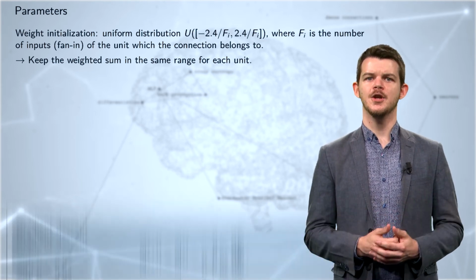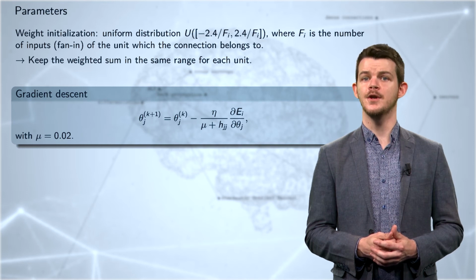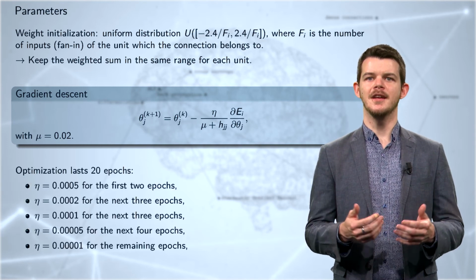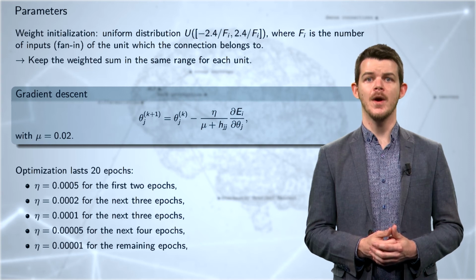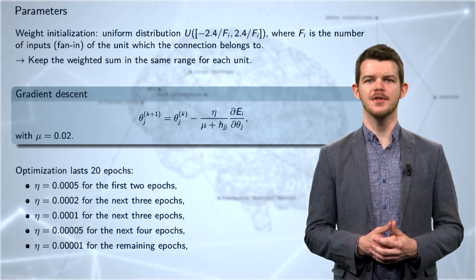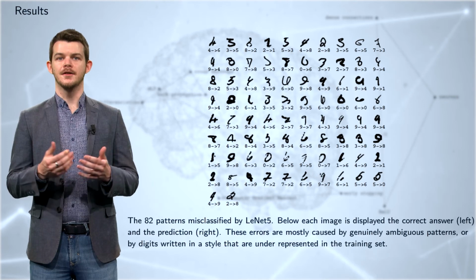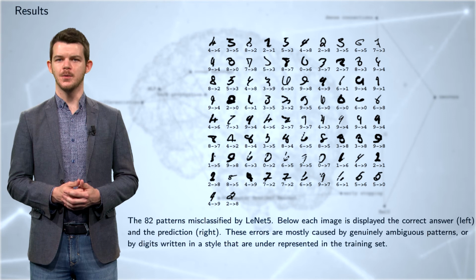After the initialization, we update the weights theta_j as follows, where i is a randomly chosen index and h_jj is computed at the beginning of each epoch. The optimization lasts 20 epochs, where eta is decreased through the epochs in this way. It is really important to tune the value of eta during the optimization process for the network to converge. Here are some classification results for this network.